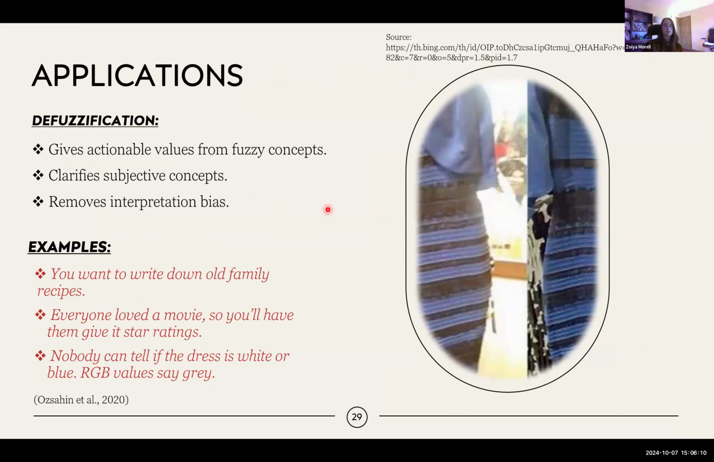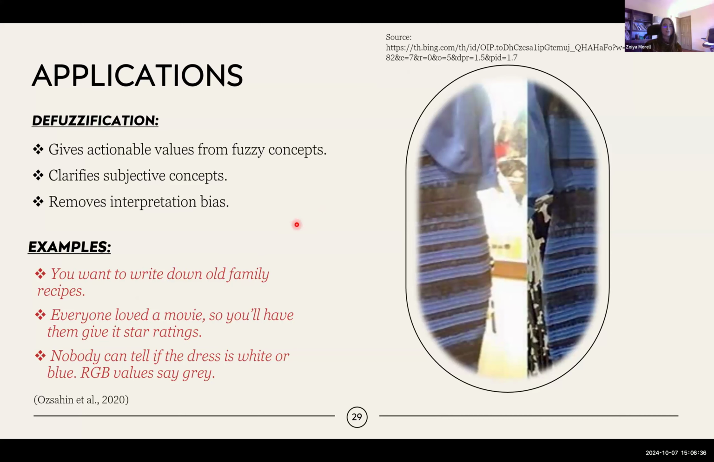Also, defuzzification is important because it gives actionable values from fuzzy concepts, and it clarifies subjective concepts as well. And then an important one is it removes interpretation bias. Now, I say this with one caveat there, because there's still bias when you make a fuzzy set. You're still making the rules. So there is bias, you're just getting everyone else to agree to your terms and rules, basically.